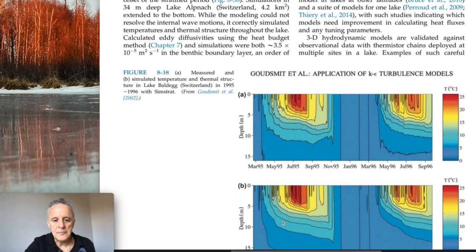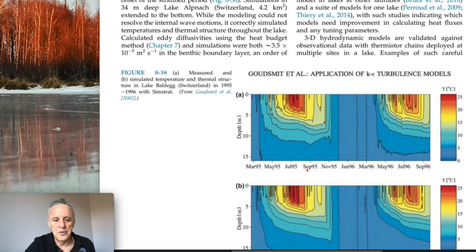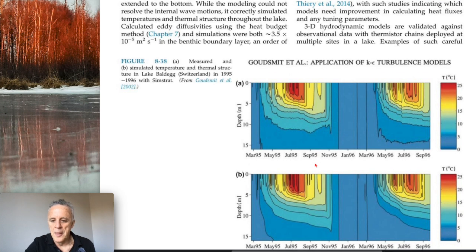Okay, so this is figure 8.38, measured and simulated temperature and thermal structure in Lake Baldegg in 1995. So this is the measured graph, and then this is the simulated one using a model. So this is computer-based, and this is actually observational data that was taken. And you can see that it's pretty similar, at least in general terms, right? So we have kind of the same event that has been modeled.